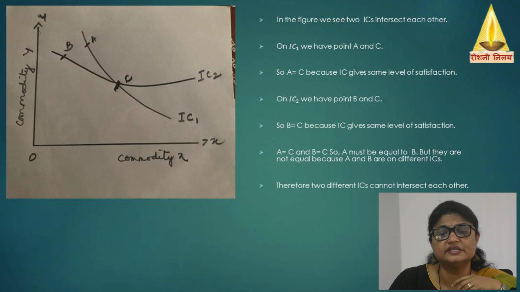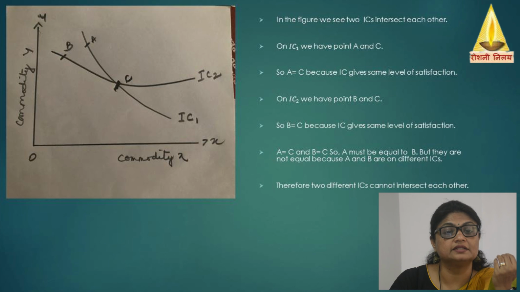On IC2 we see B and C. B is equal to C because they are on the same IC curve IC2, it has to give you the same satisfaction. So, because A is equal to C and B is equal to C, definitely A should be equal to B. But A is not equal to B because A is on IC1 and B is on IC2 and they give you different levels of satisfaction.